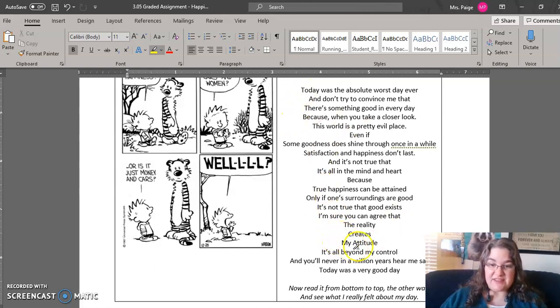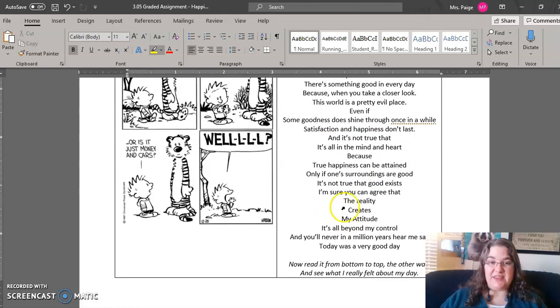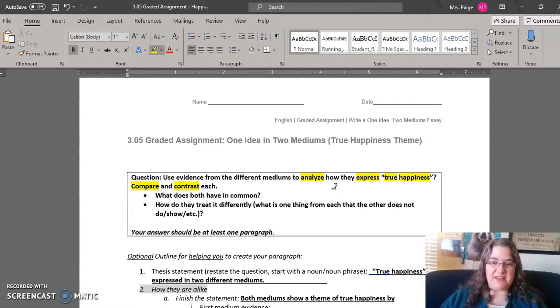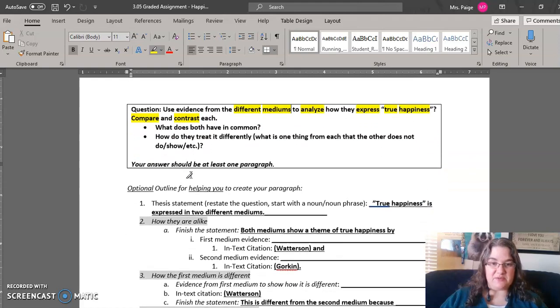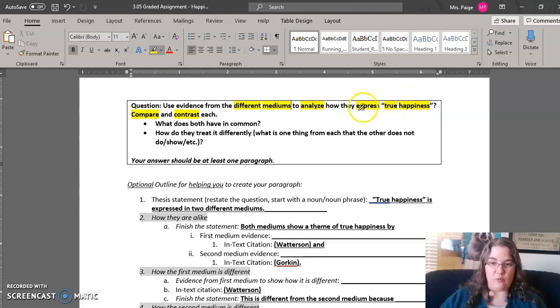So, looking at this, what can you assume about true happiness from the author? What do they have in common? They're both talking about true happiness. They do it in two separate ways. That's what we're analyzing. All right, so down here we have the same highlights that we had before. So that way we can create our thesis statement. So what I did is I took the major pieces of what's important in here on what we are doing, and I put it into a statement. True happiness is expressed in two different mediums, right? Because it's different mediums analyzing the expressing of true happiness.